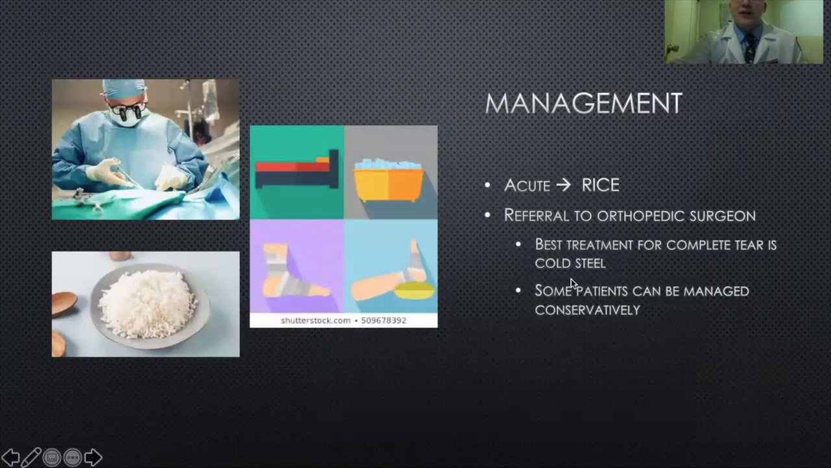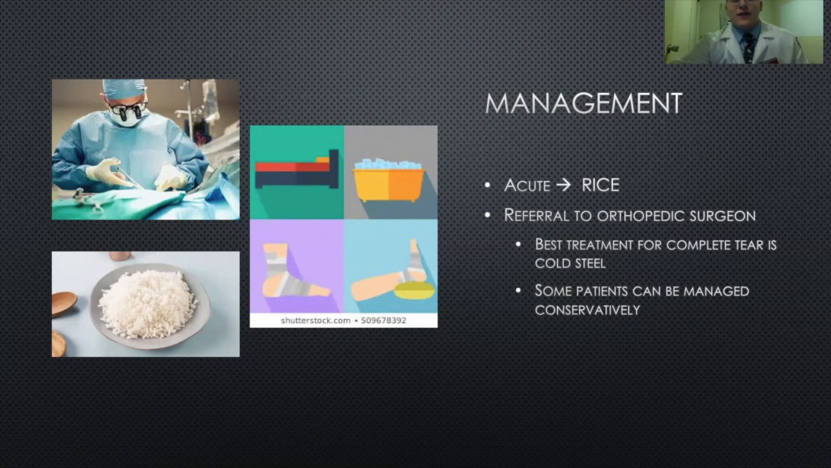So acutely, we're going to manage with RICE, so rest, ice, compression, and elevate. You're going to need a referral to an orthopedic surgeon. Best treatment for most of these patients is going to be surgery. Some patients can be managed conservatively. This is supposed to be reserved for patients with partial ACL tears, which can be treated with PT, rest, and that sort of thing. Or if you have a sedentary older adult that doesn't really move too much, you can not treat it if you're worried about surgical risk.